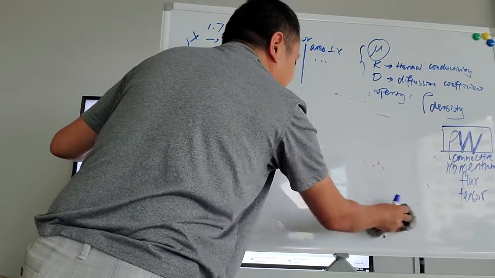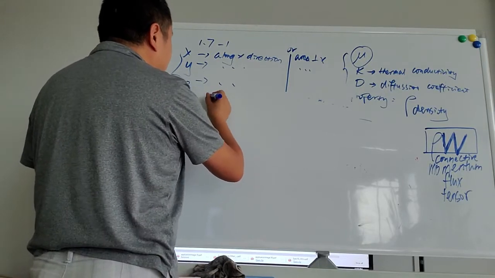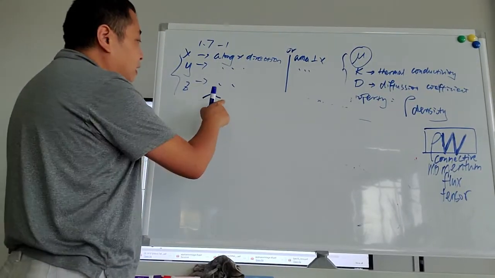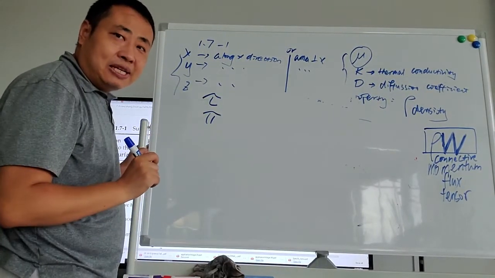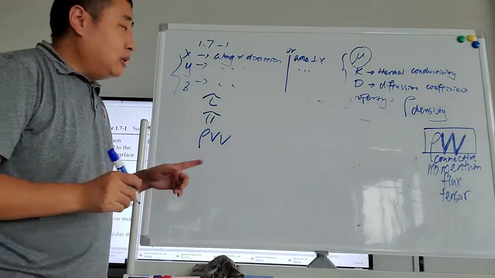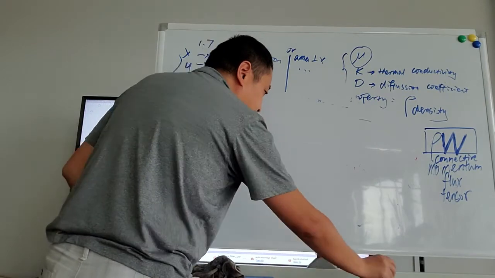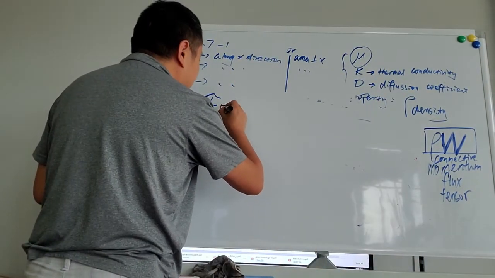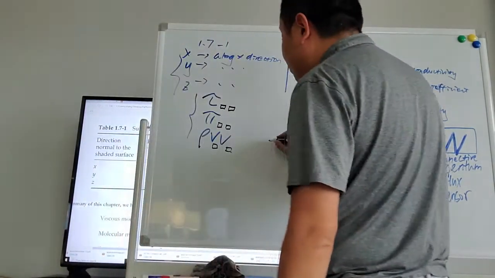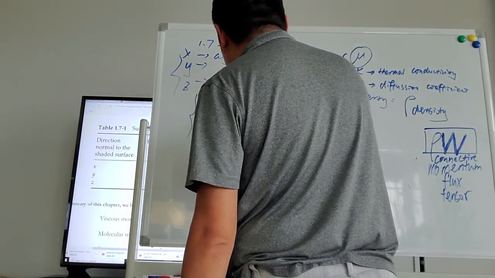So for momentum flux, the one we have discussed so far, tau, pi, and rho v. We know tau is viscous, pi is molecular, and rho v is what? Convective. So for all these three tensors, we now have two subscripts, right? We always read from right towards left, okay?